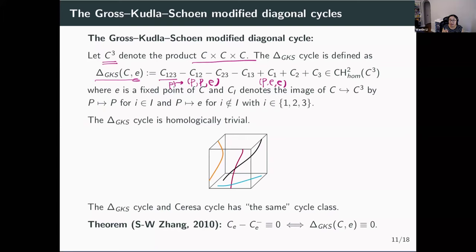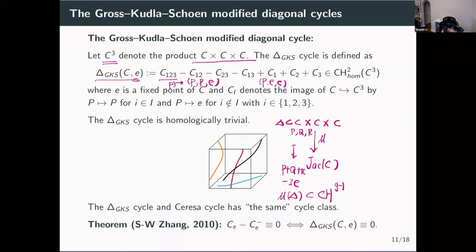Okay, and the modified diagonal cycle and the Ceresa cycle are closely related. First of all, they are closely related via their cycle classes. Let me explain this. My modified diagonal cycle, my delta, lies in C cross C cross C. And I can map my C cross C cross C into the Jacobian of C by mapping PQR to the sum P plus Q plus R minus 3 times E. I have this map, let's call this map mu. Then this map maps my delta into the Chow group. If I push forward, I get a one cycle in the Jacobian of C. So now this image and the Ceresa cycle live in the same place, right? Now they are in the same ambient space, the Jacobian of C.